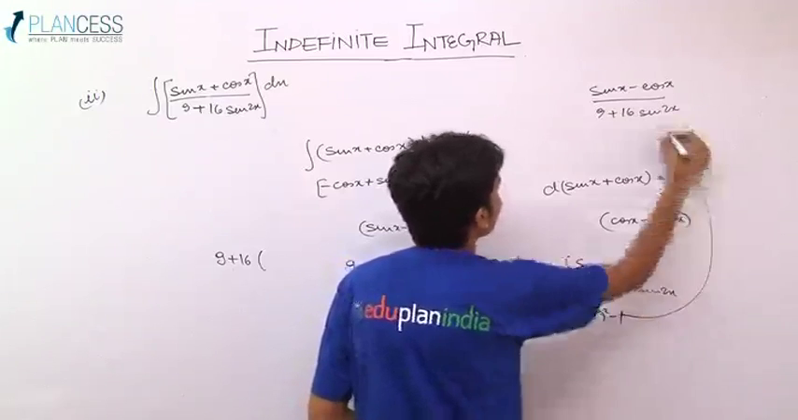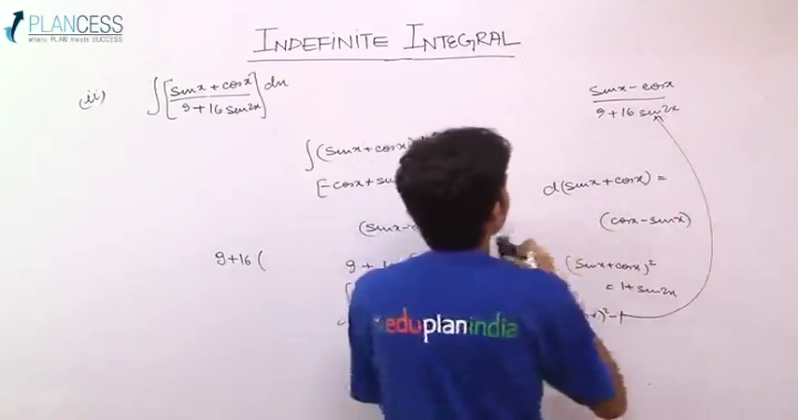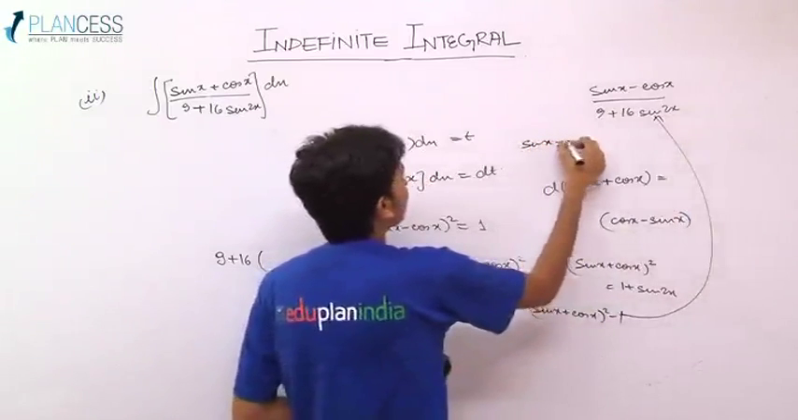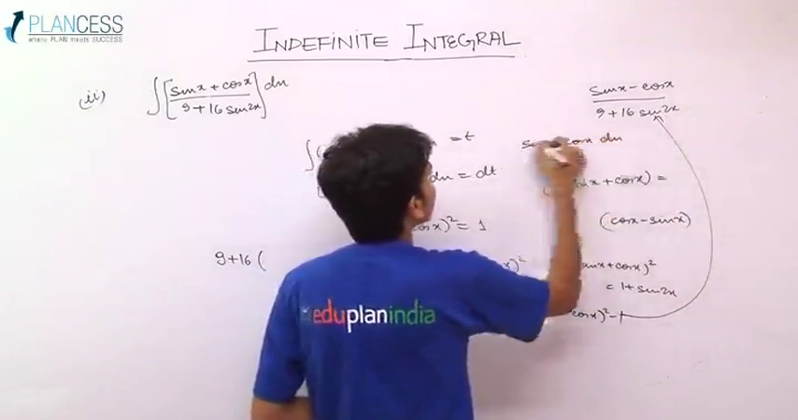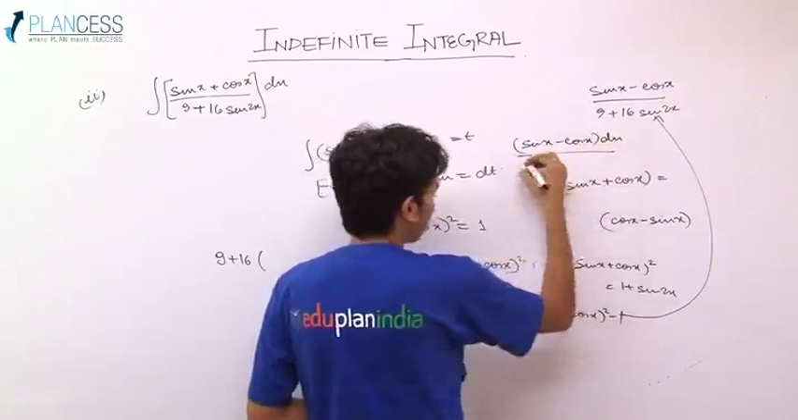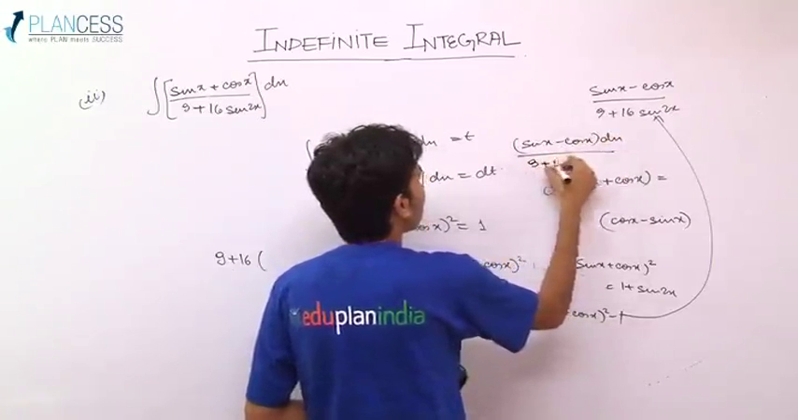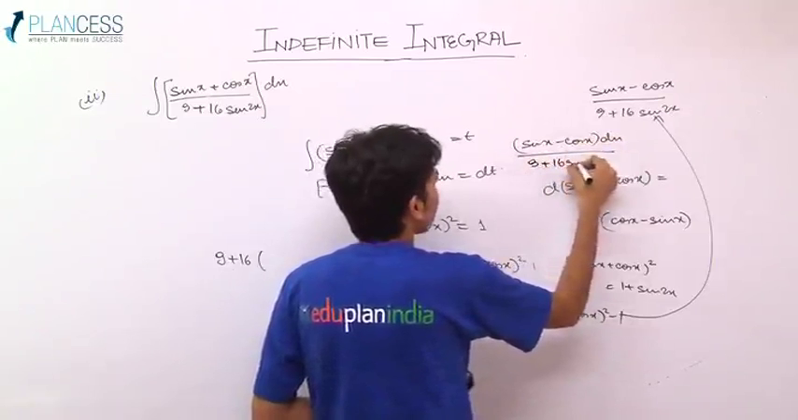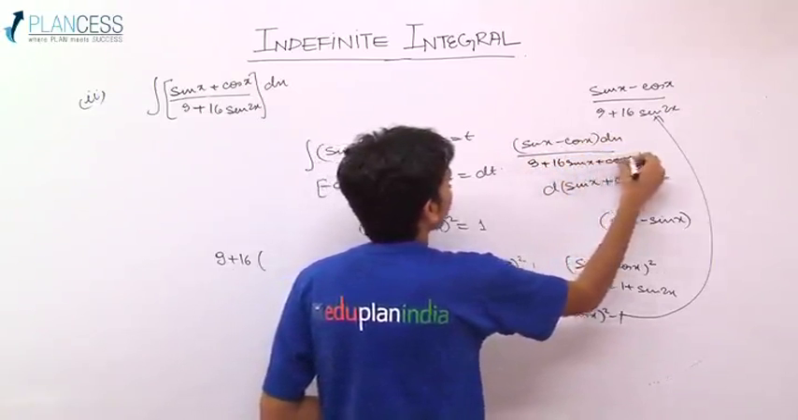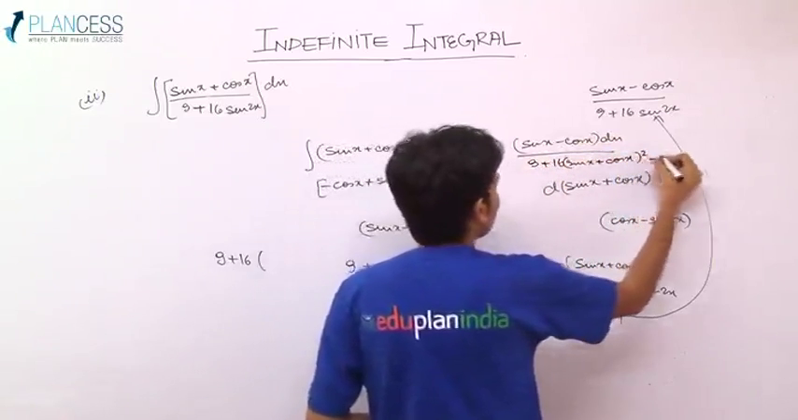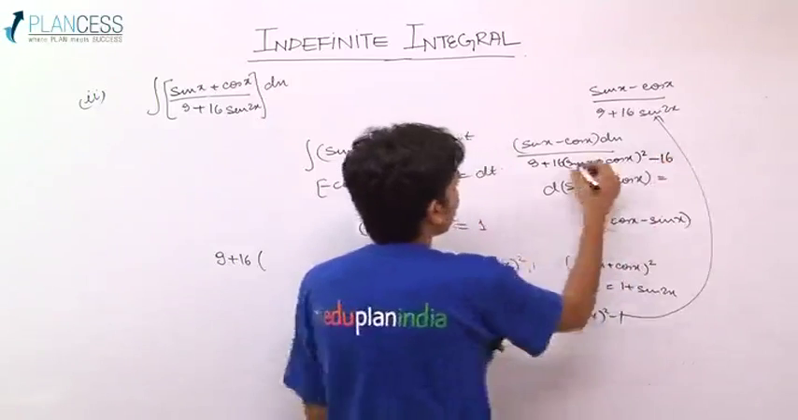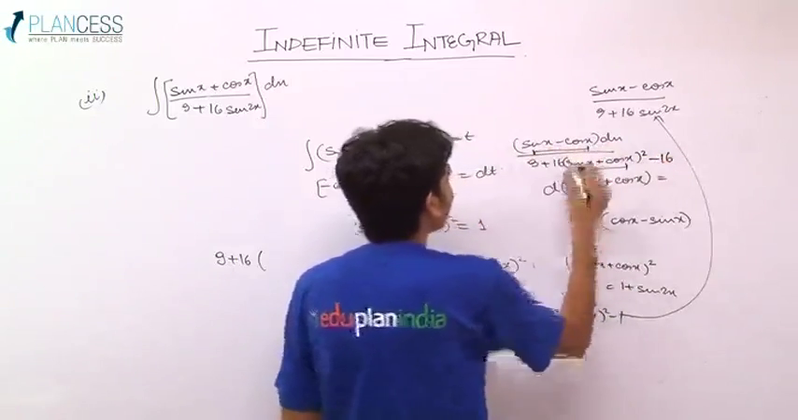So putting it here will give us sin x minus cos x dx upon 9 plus 16 times sin x plus cos x whole squared minus 16. So the derivative of this is present here with a negative sign.